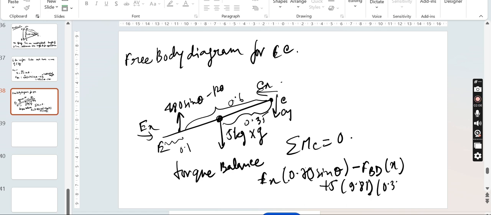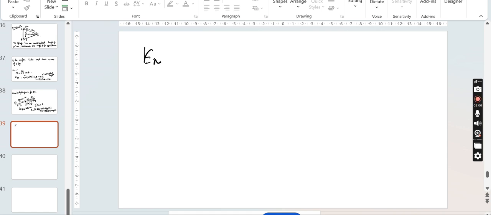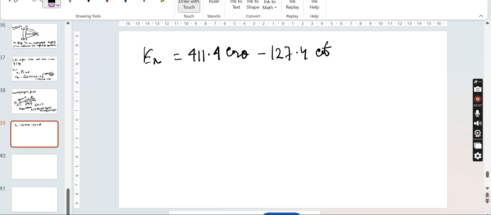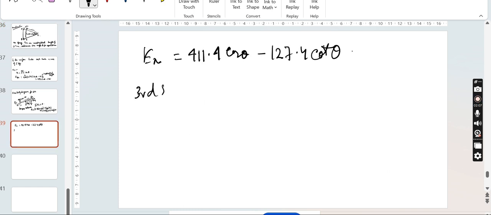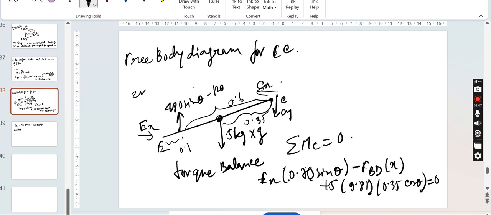9.81 into 0.35 cos theta is equal to 0. So basically Ex is equal to 411.4 cos theta minus 137.4 cot theta. So here basically you need to solve the spring problem. Then you need to consider the whole system. Third step, second step.